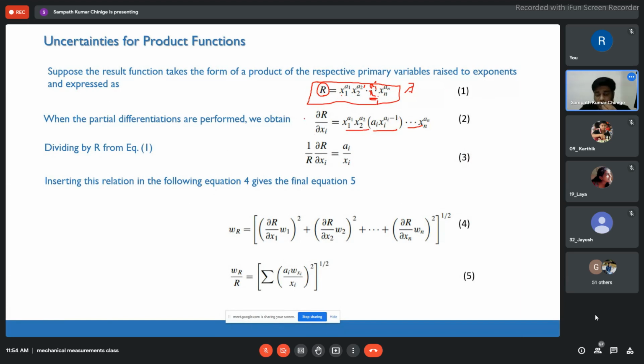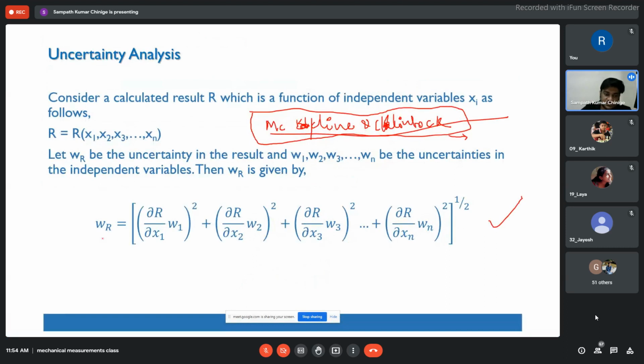Now I divide both sides by R, so it is 1 by R. Dividing by R, X1^a1 cancels, X2^a2 cancels, and so on up to Xn^an. If I write Xi^ai, it cancels, and ai by Xi is what is left over.